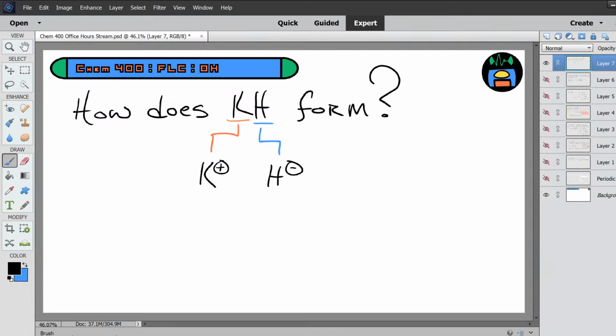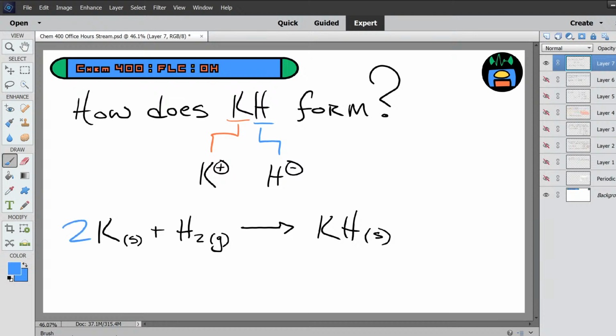It's actually a -1, and the way this forms is when you react solid potassium metal with hydrogen gas. These two will react to form potassium hydride, which is a solid, and the balanced chemical equation looks like this.